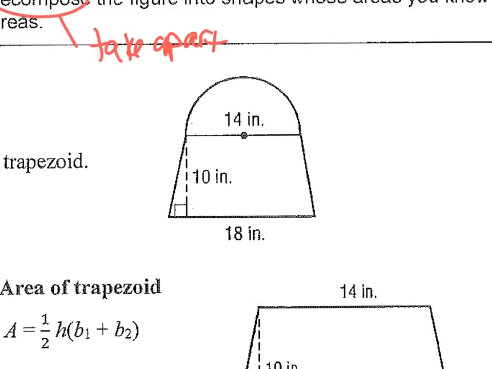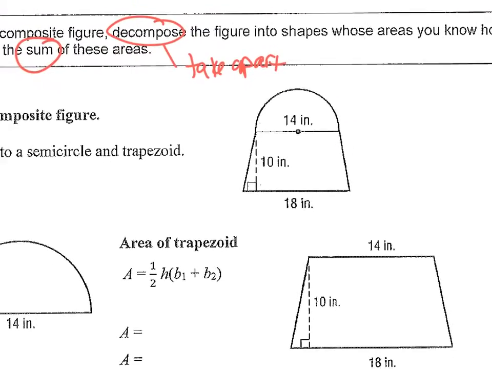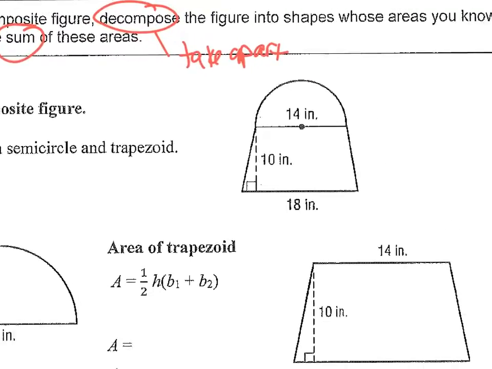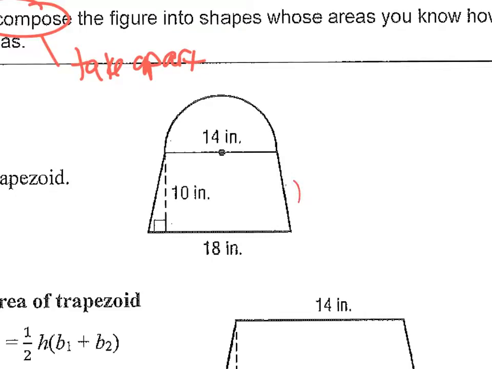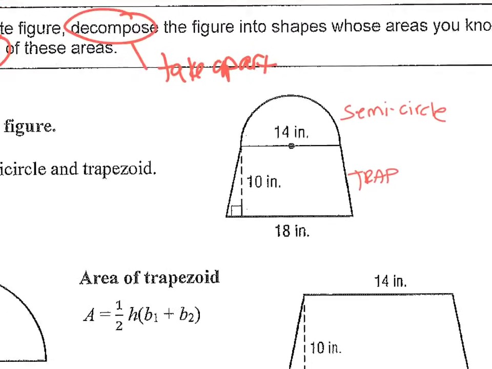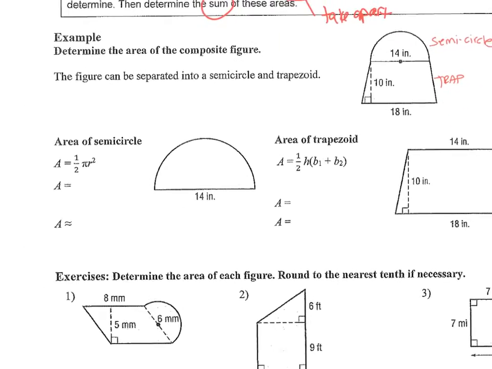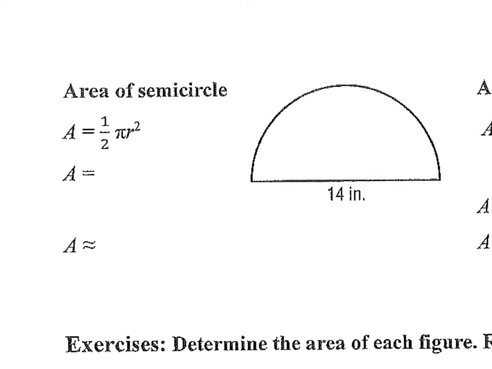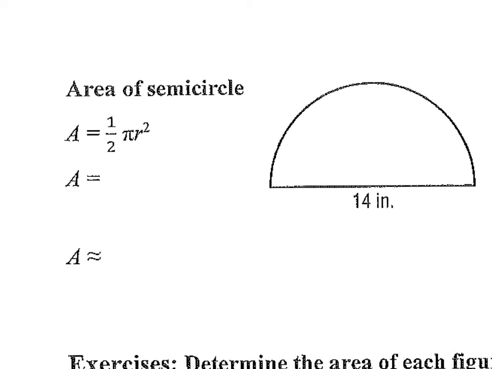Yeah. So what two shapes are these put together? A trapezoid and a semicircle. Okay, so we've got a trapezoid and a semicircle. They've already split it up for you. So the first thing we'll look at is the area of the semicircle. This is the formula they give you, but you can also use pi r squared divided by 2. It's the same thing. This is just a little bit easier to remember, I feel like.